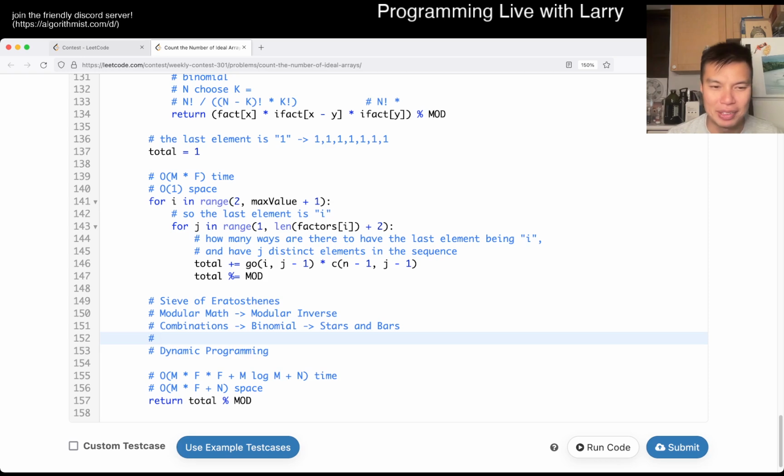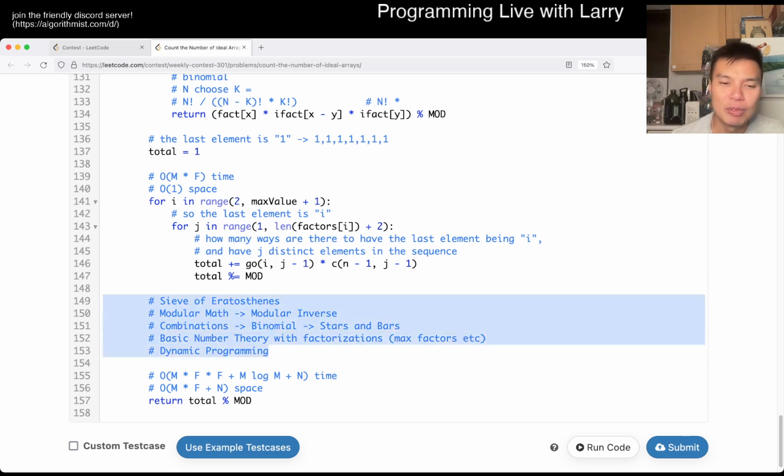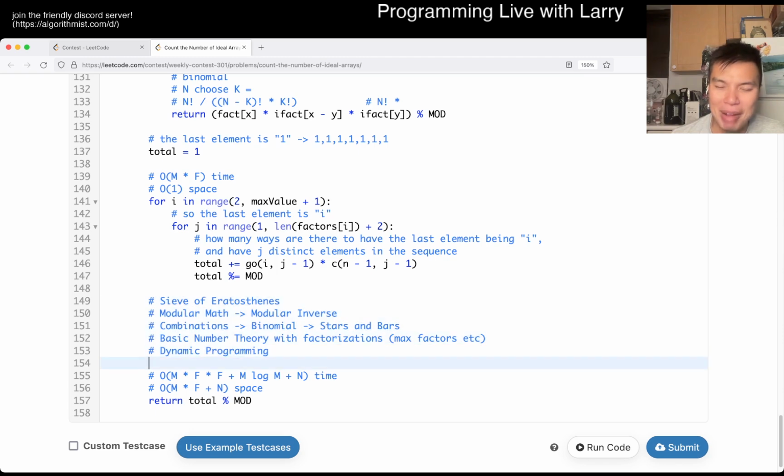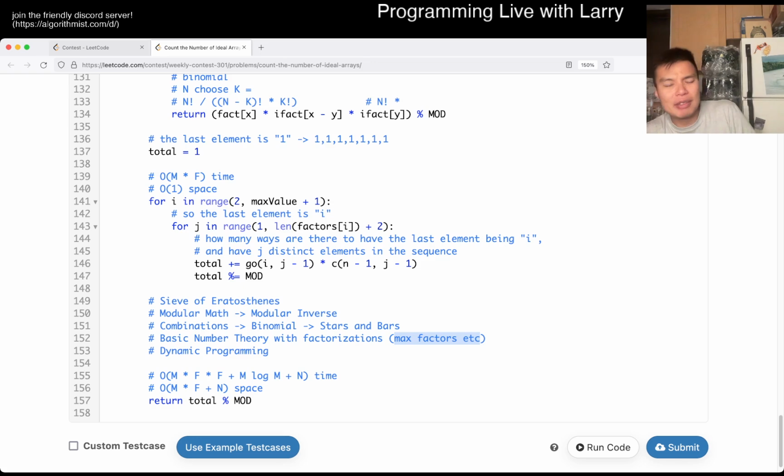basic number theory with factorizations, max factors, etc. Yeah, so this is pretty much it. This is why it is hard. And what I was missing was just this part with max factors. I think I did do something with max factors, but I didn't put it together, like I said.